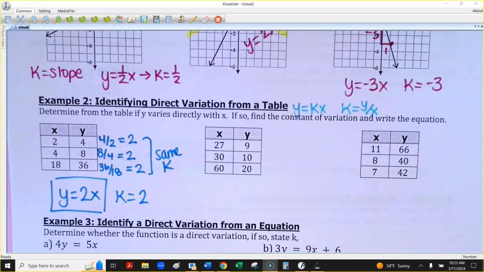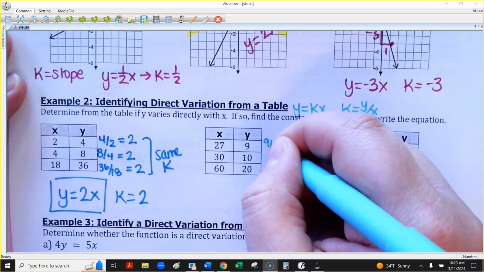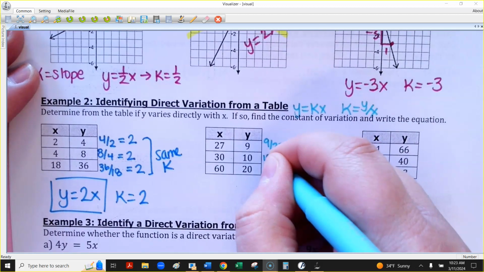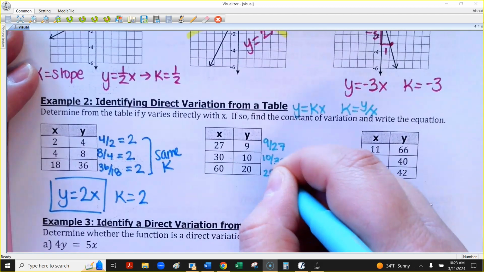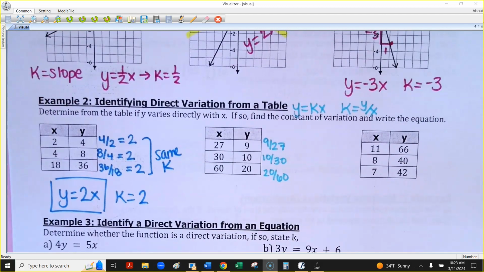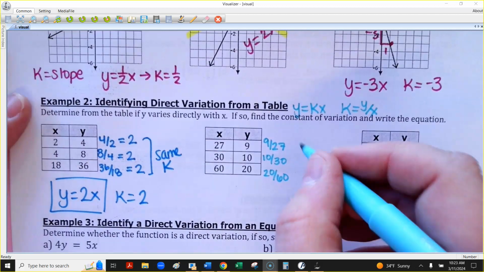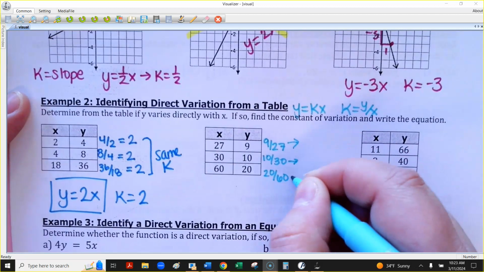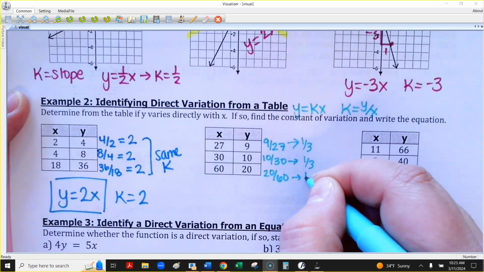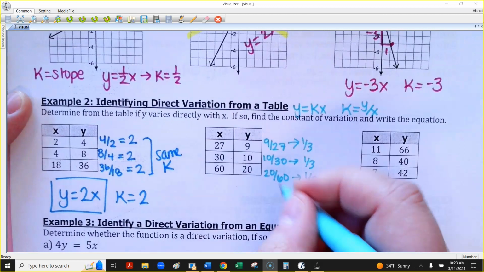So you're just going to check that. It'd be the same. It has to be the same every time. If one of them doesn't give you the same fraction, then you're done. So like if I do this one, it's the y coordinate divided by the x coordinate. So like 9 over 27, 10 over 30, 20 over 60. Are all those the same fraction? Do these all reduce to the same thing? 1/3, right? All those are 1/3. As long as they're all the same, then for sure this is a direct variation.